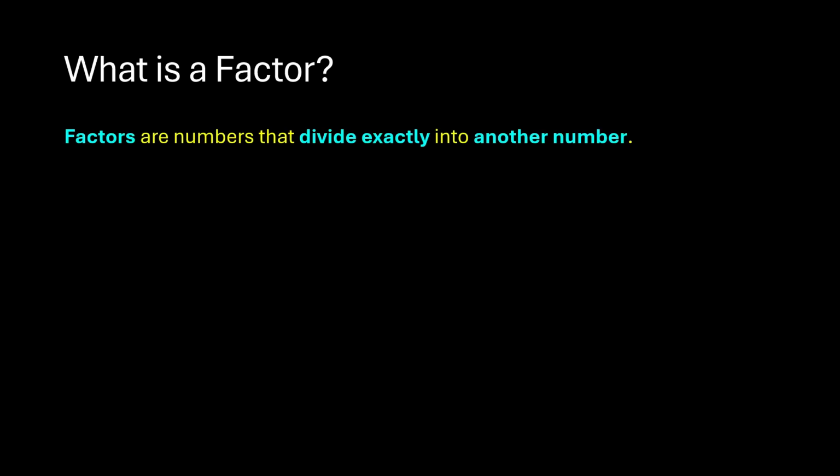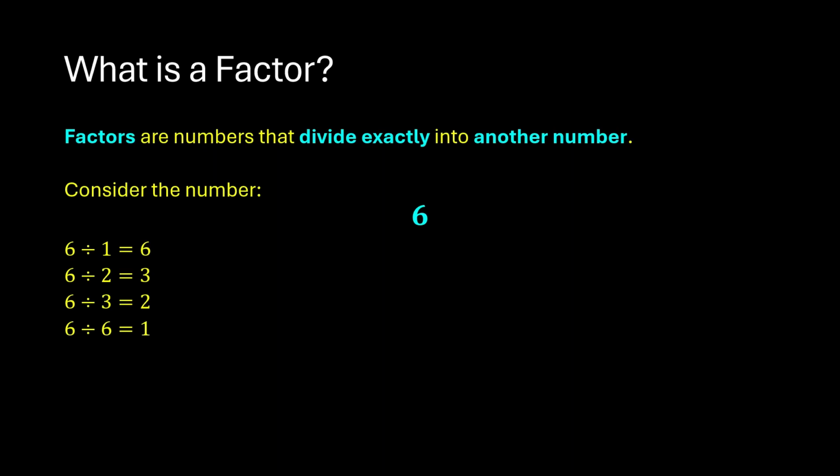Now let's take a look at factors. What is a factor? Factors are numbers that divide exactly into another number. So consider the number 6. 6 divided by 1 equals 6. 6 divided by 2 equals 3, 6 divided by 3 equals 2, and 6 divided by 6 equals 1. Therefore, the factors of 6 are 1, 2, 3, and 6.